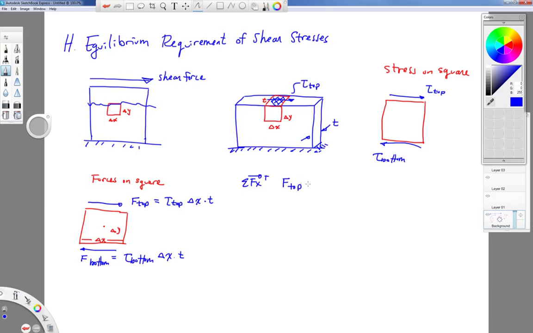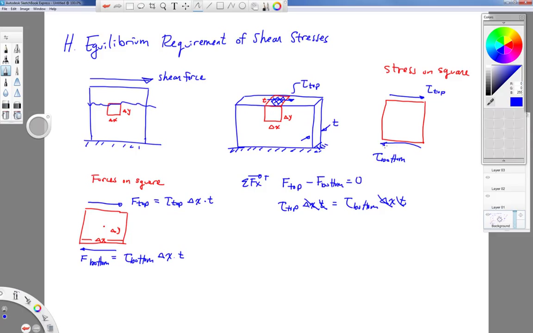The force on the top minus the force on the bottom is equal to 0 will lead me to the shearing stress on the top times delta x times t equal to the shearing stress on the bottom times delta x times t. And the delta x and the t can cancel out, and that will show me that the shearing stress on the top of this shape and the shearing stress on the bottom is the same.